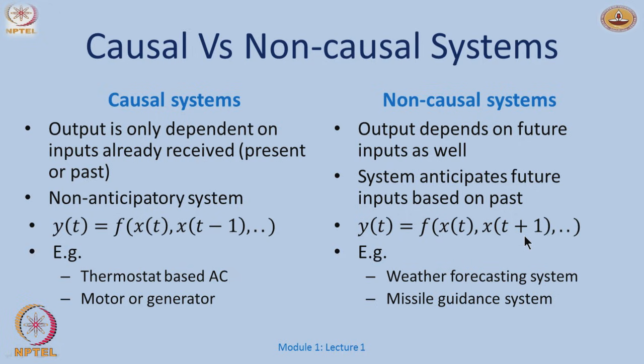Well, most physical systems we see around are causal in nature. A motor or a generator, my AC doesn't react to see what might happen tomorrow to give me an output today, right. Whereas, if I look at a weather forecasting system, I would look at what could happen tomorrow to kind of predict today.